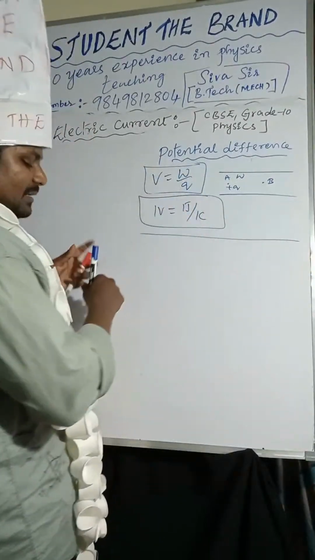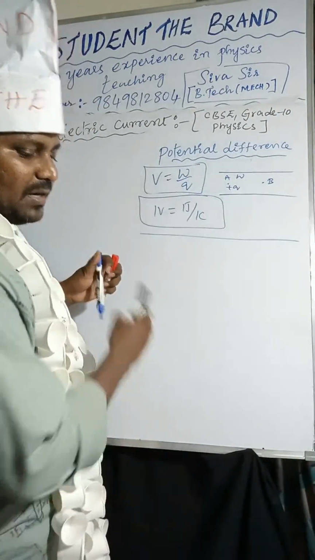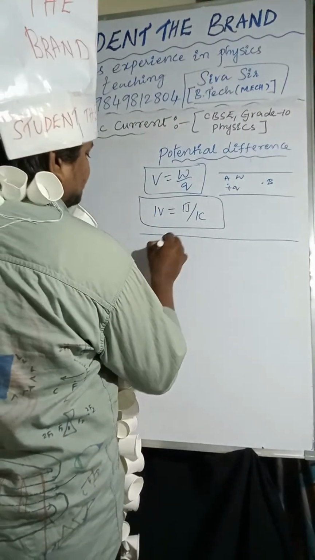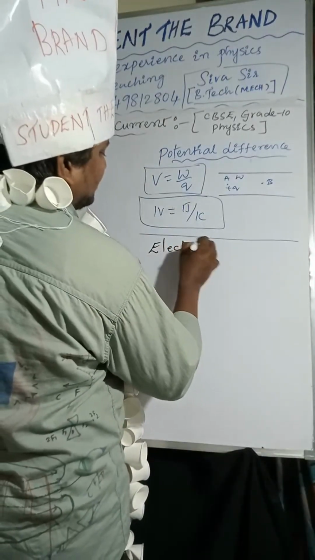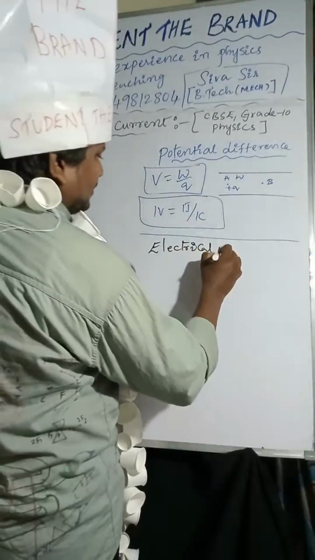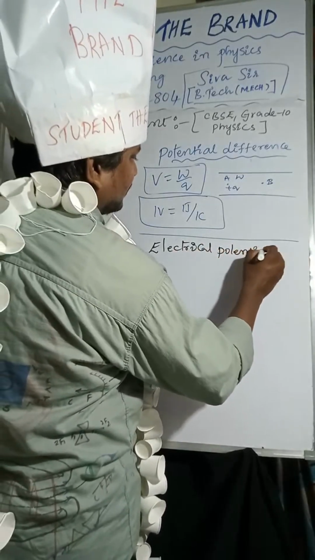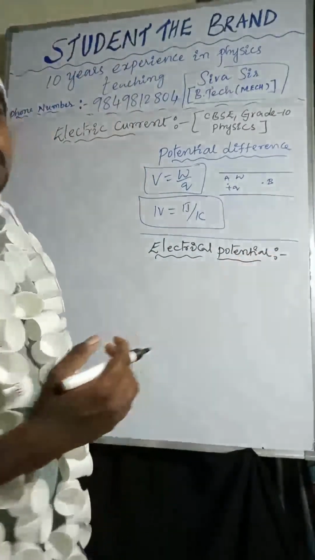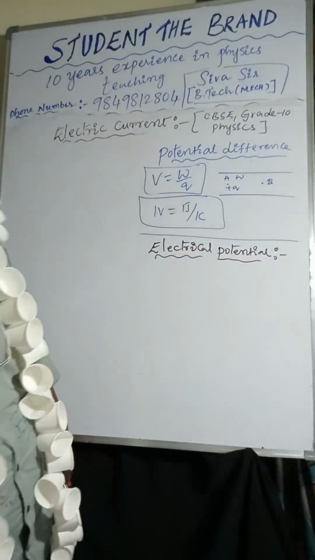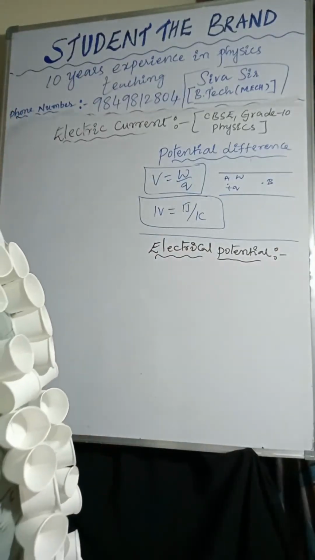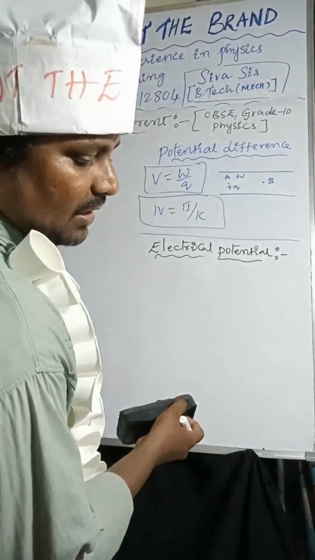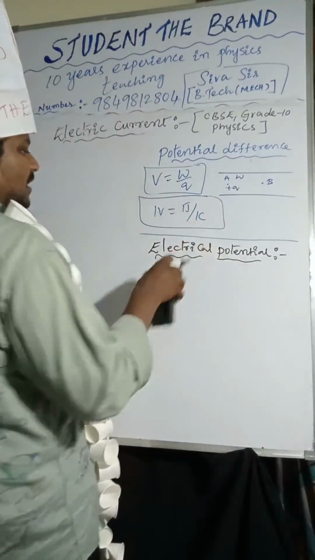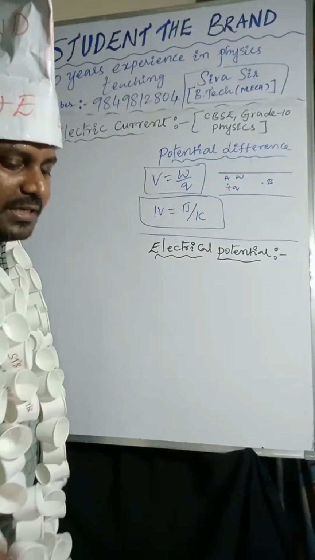Coming to electrical potential: it is the work done to bring a unit positive charge from infinity to the required field. Work done to bring a unit positive charge from infinity to the required field is the electrical potential.